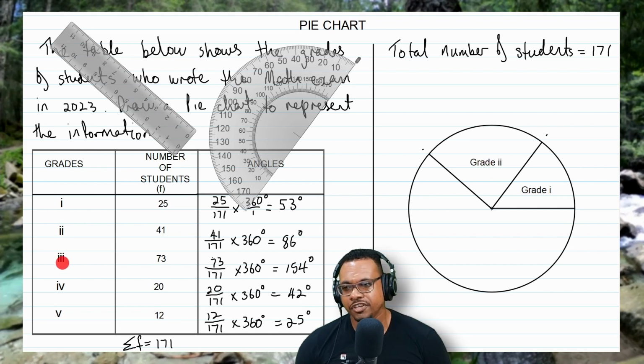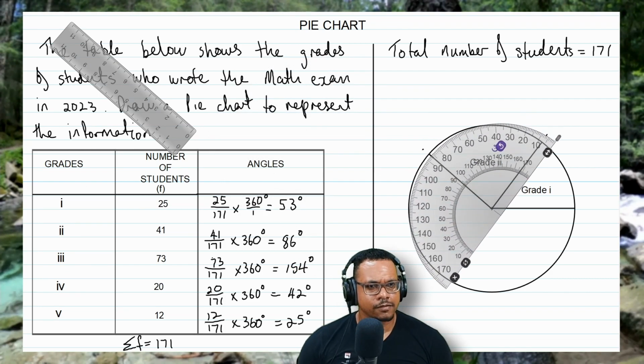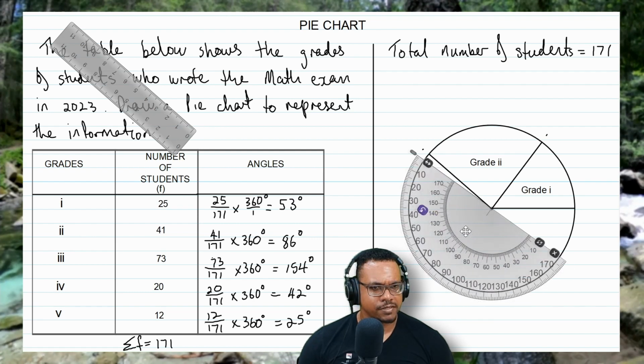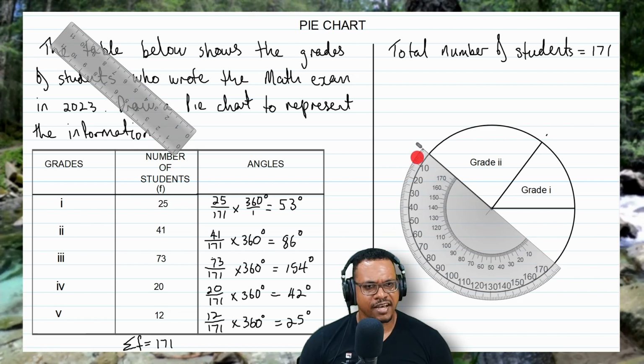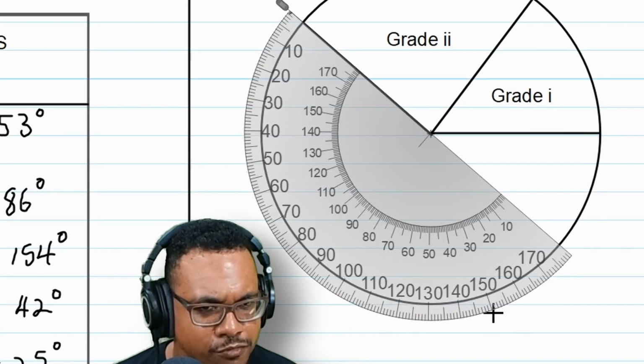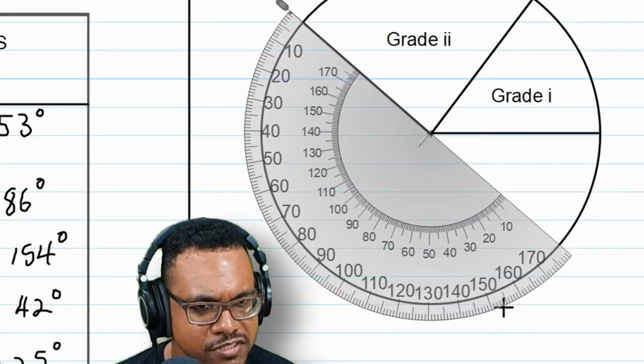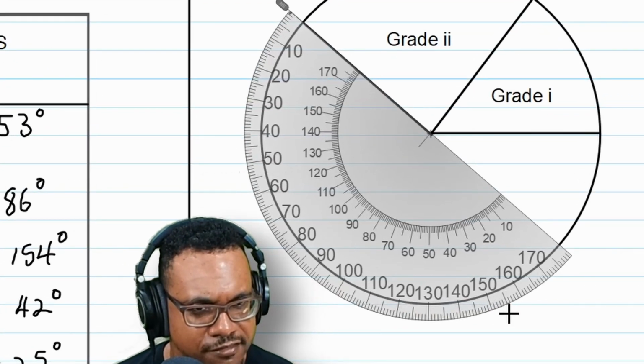So moving on to grade 3 now, our angle is 154 degrees. We place the center of the protractor at the center of the circle. We line up this arm with the 0 and it's on the outside scale. And now going all the way around to 150 degrees. Then we're going to count 4 small strokes after it, which is just 1 before the 155. So we place our little dot there.